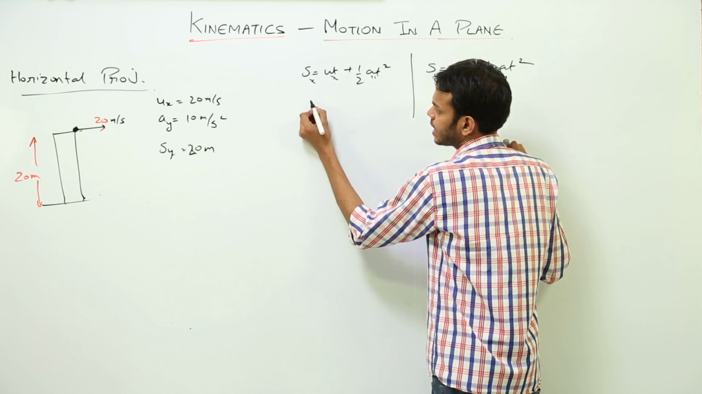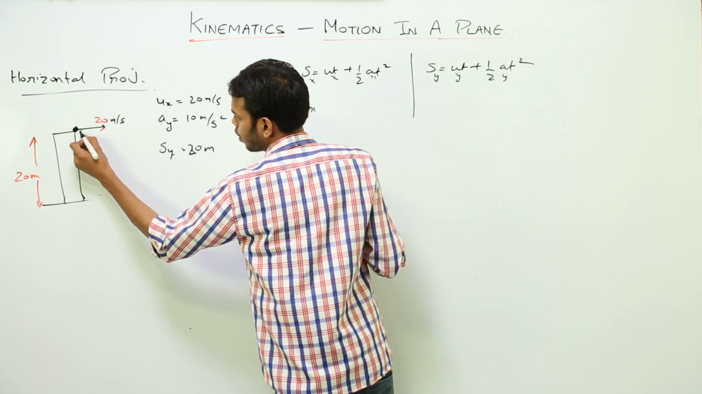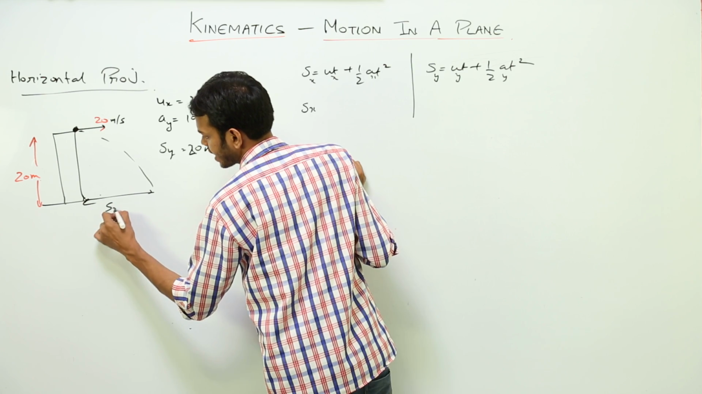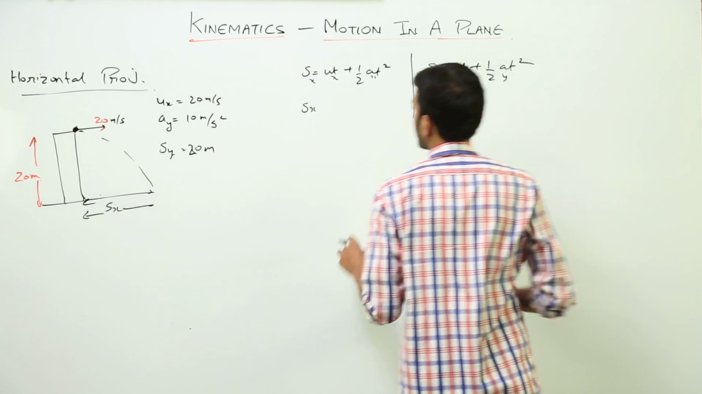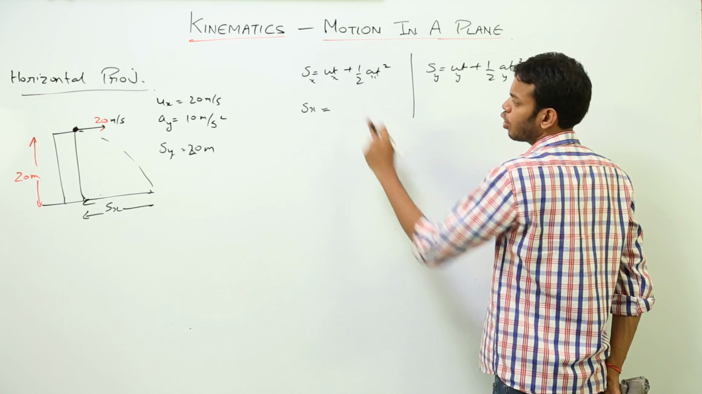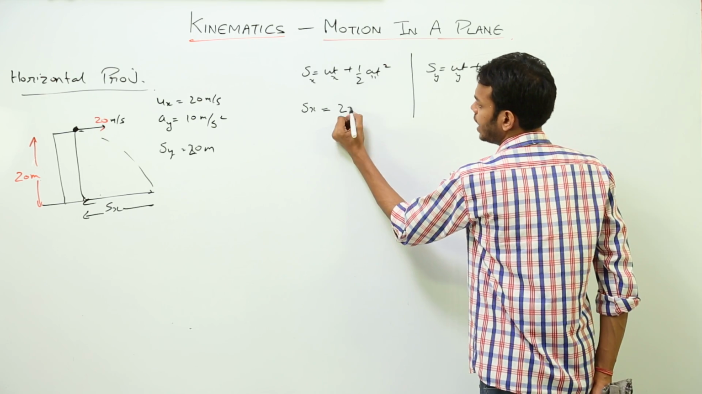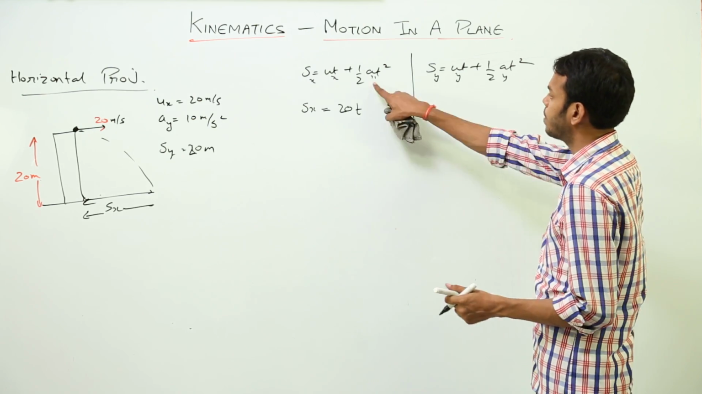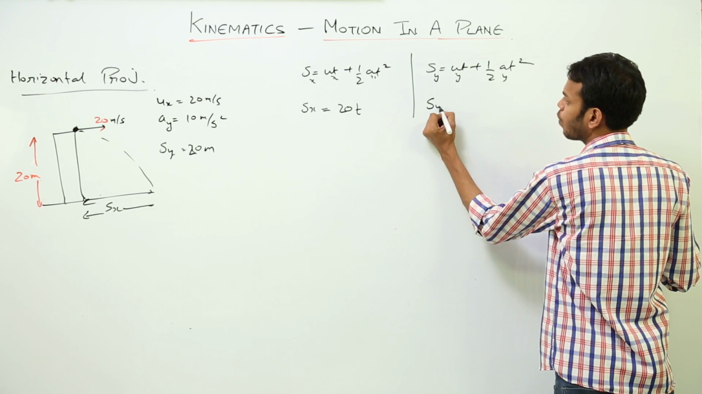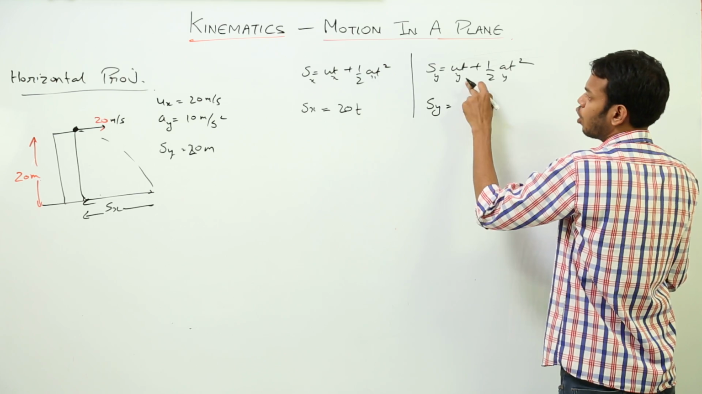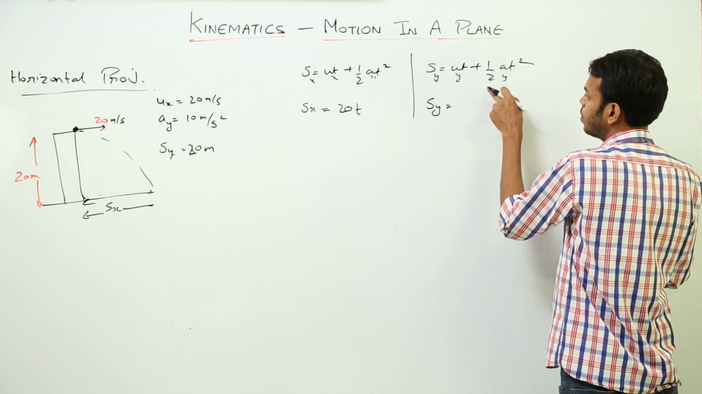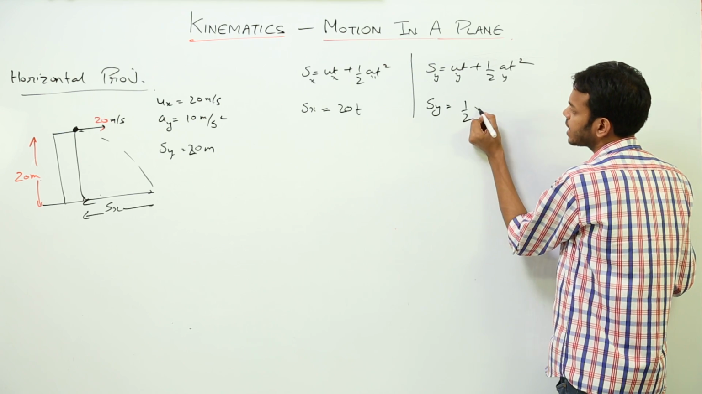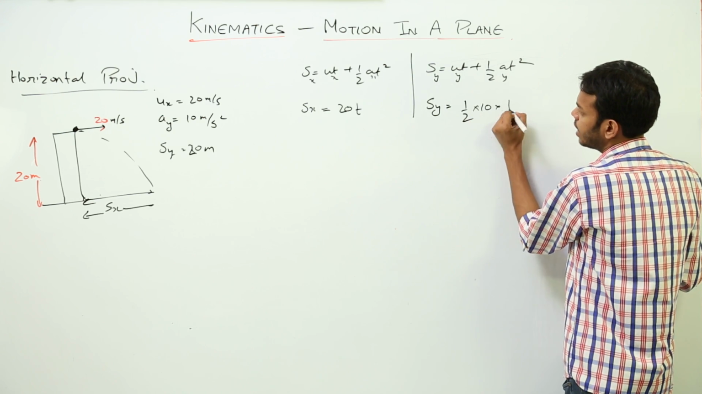Displacement along x-axis I don't know, because it will go something like this, and this is the displacement along x-axis, right, from here to here. This is the value which we don't know. Initial velocity along x-axis is 20, time we don't know, there is no acceleration along x-axis, so this whole thing becomes 0. Then displacement along y-axis, initial velocity along y is 0, time we don't know, this whole term becomes 0, half acceleration along y-axis is 10 t square.